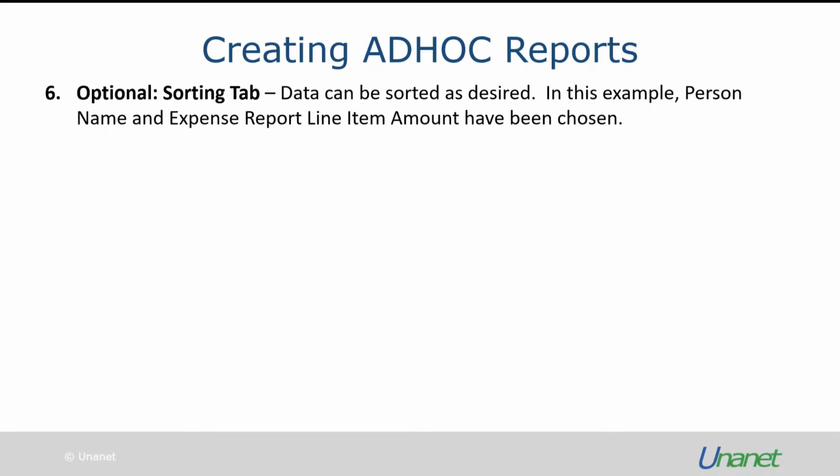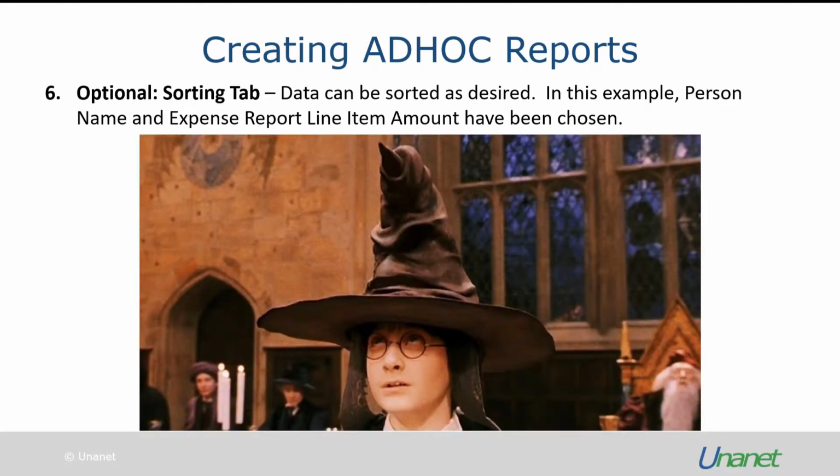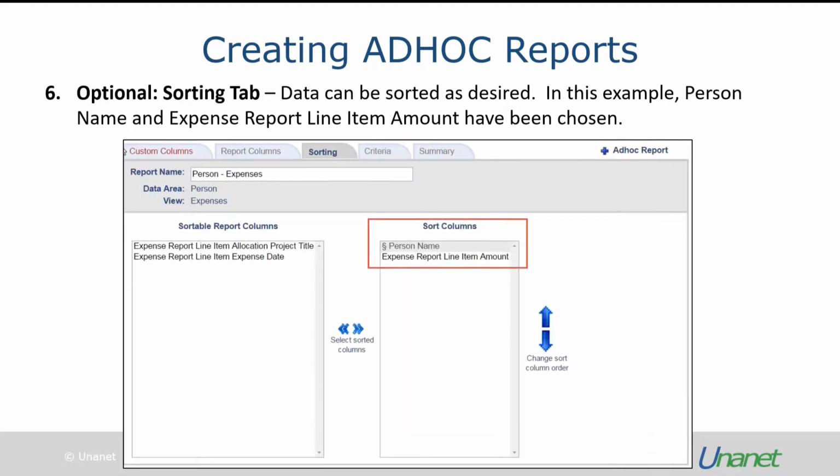So another thing that we can also do within our ad hocs is that we can do sorting. Oh, not that kind of sorting. Sorry about that. How did that get in there? We might want to sort our data in a particular way. So here on the sorting tab, we see that I had all the columns that were available, and I could say, well, which ones do I want to actually sort on?